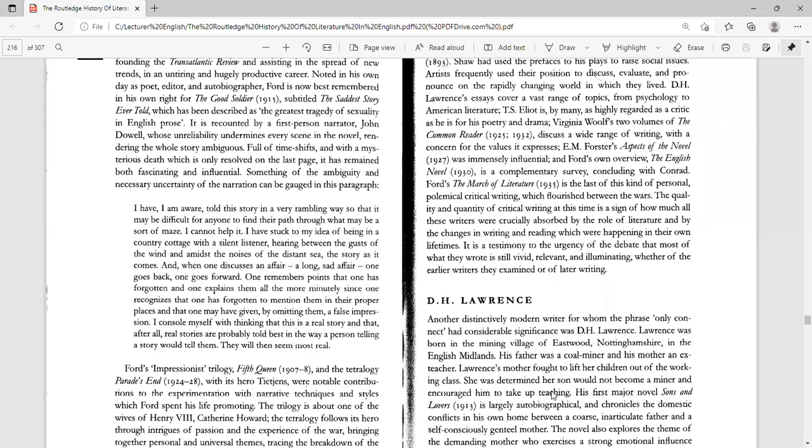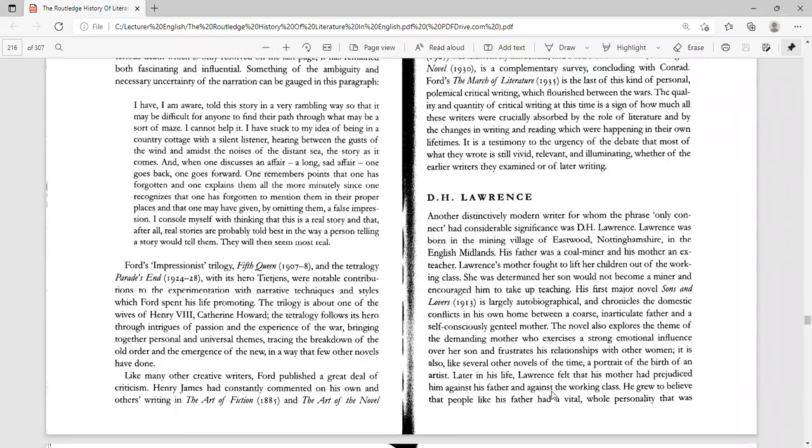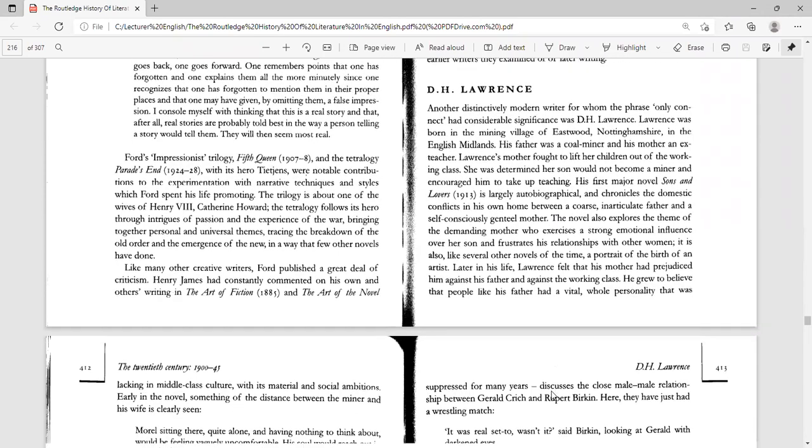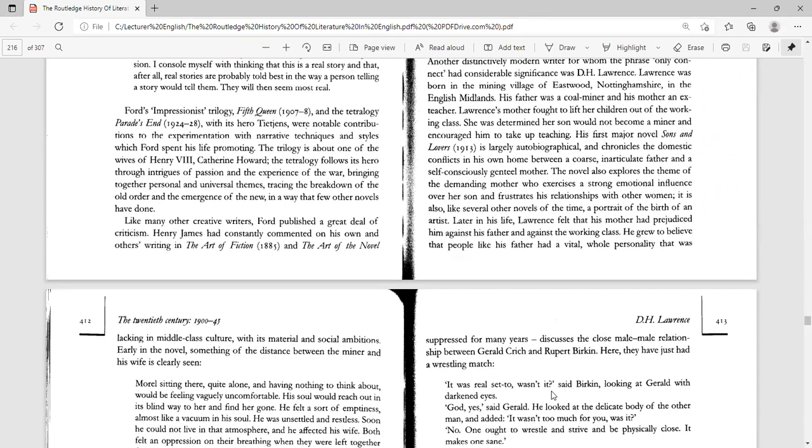The Good Soldier is described as the greatest tragedy of sexuality in English prose. His impressionist trilogy is The Fifth Queen, and his tetralogy, tetralogy meaning which includes 4 novels, is Parade's End. Parade's End is a tetralogy that contains 4 novels about war and its enigma.